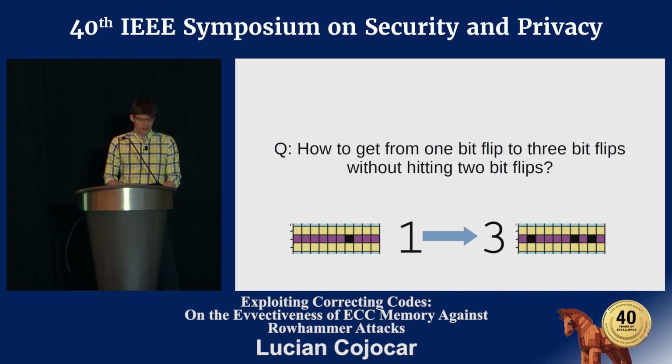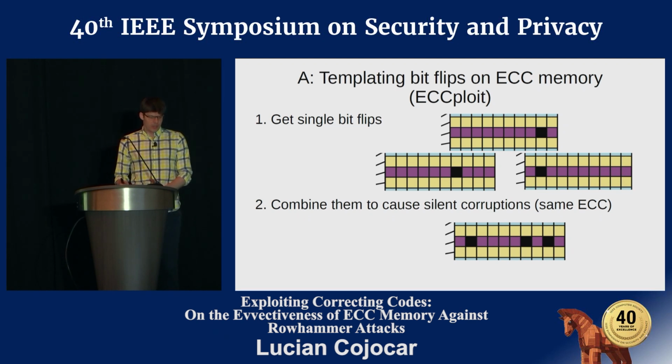Right. So the question is, how do we get from 1 to 3 bitflips? Well, we devised a strategy which roughly has 2 steps. First, we gather a set of single bitflips. We can do so by Rowhammering. And then we try to pick some combination from this set of bitflips and see which combination will cause a silent corruption. Basically, the ECC function will return the same value for the original data, but also for the corrupted data. So this is, in a nutshell, the attack.